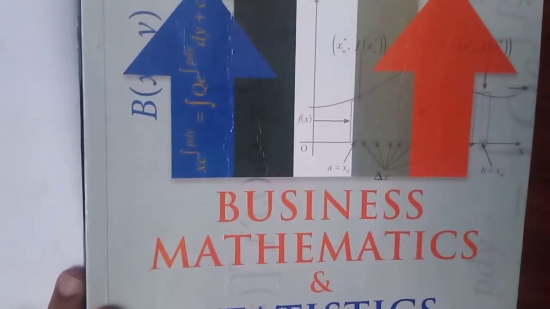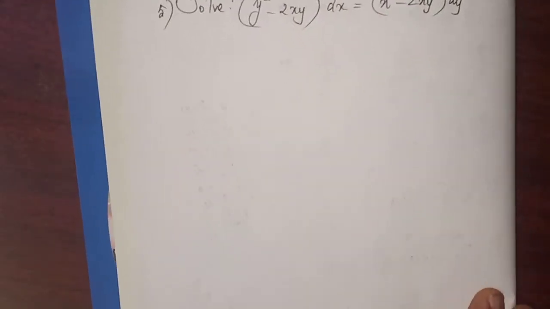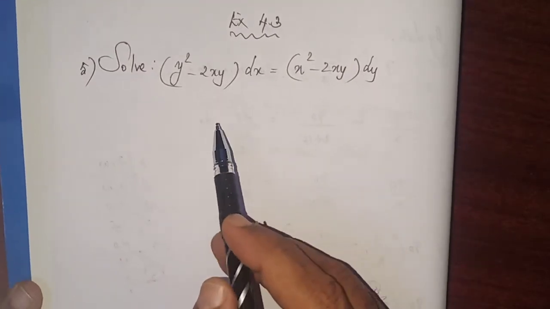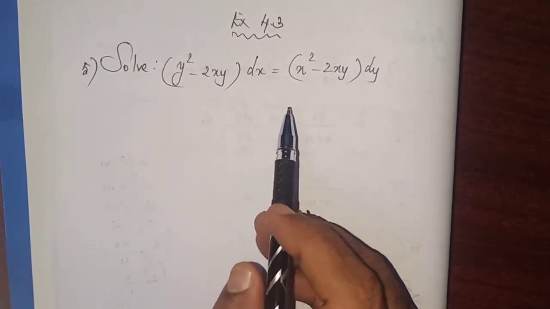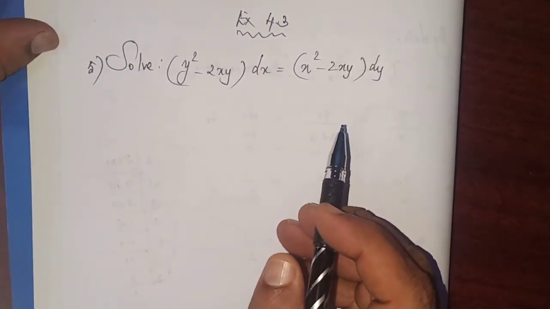12th standard business mathematics and statistics, chapter number 4, continuation of exercise 4.3. Now problem number 5. Solve (y squared minus 2xy) dx equals (x squared minus 2xy) dy.